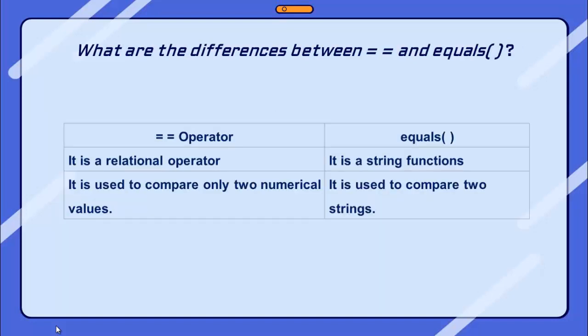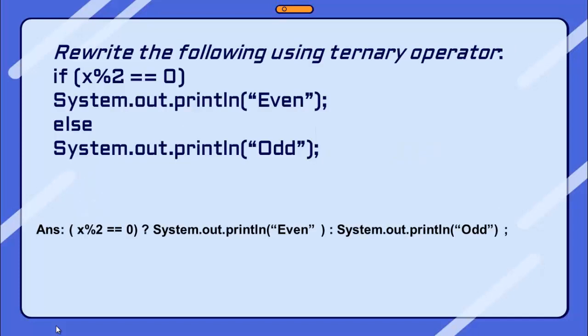The next example will be == and equals. So == is a relational operator. Here equals is a string function. == is used to compare two numerical values. equals is used to compare two strings. So these are the examples.